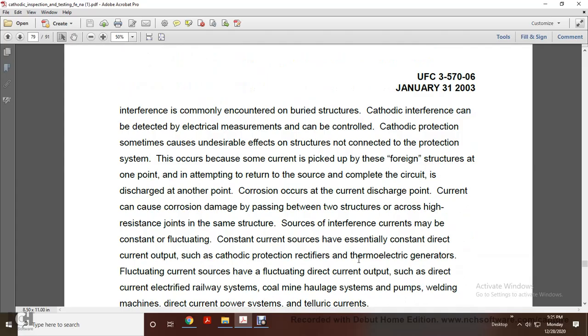Cathodic interference can be detected by electrical measurement and can affect the control of cathodic protection. It is sometimes called the undesirable effect on a structure not connected to the protection system. This occurs when some of the current is picked up by foreign structures at one point and, in an attempt to return to the source and complete the circuit, is discharged at another. Corrosion occurs at the current discharge point, but the current can cause corrosion damage passing between two structures across a high resistance joint, or on the same structure.